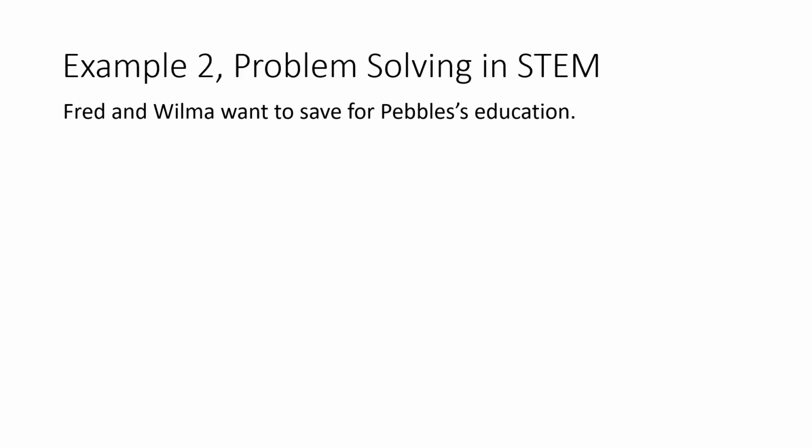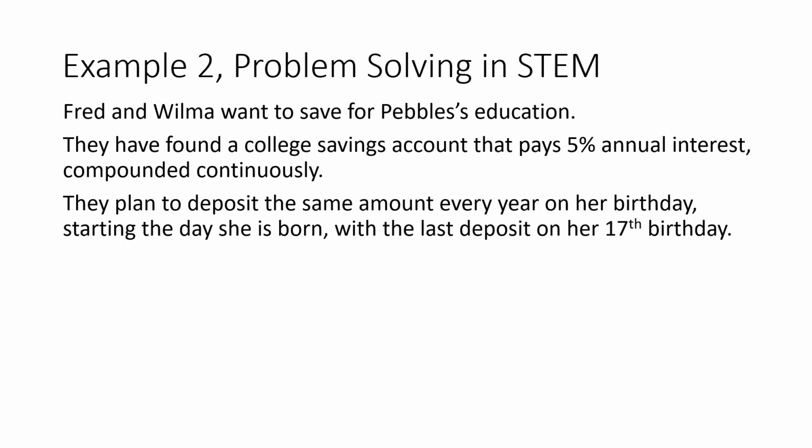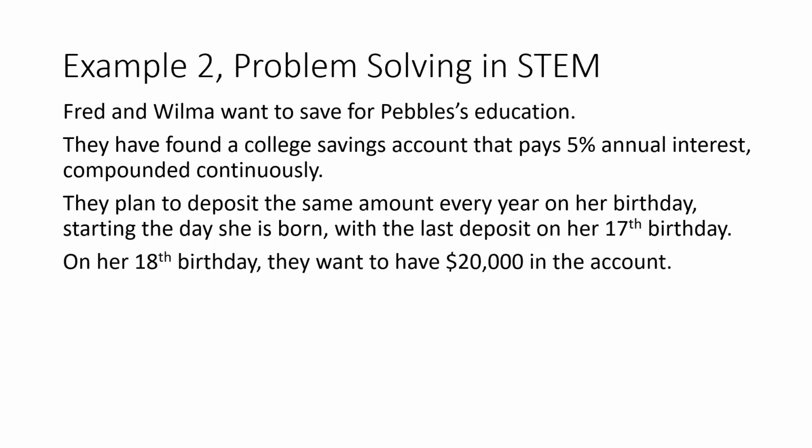Fred and Wilma want to save for Pebbles' education. They have found a college savings account that pays 5% annual interest, compounded continuously. They plan to deposit the same amount in the account every year on her birthday, starting the day she is born, with the last deposit on her 17th birthday. On her 18th birthday, they want to have $20,000 in the account. How much should they deposit each year?